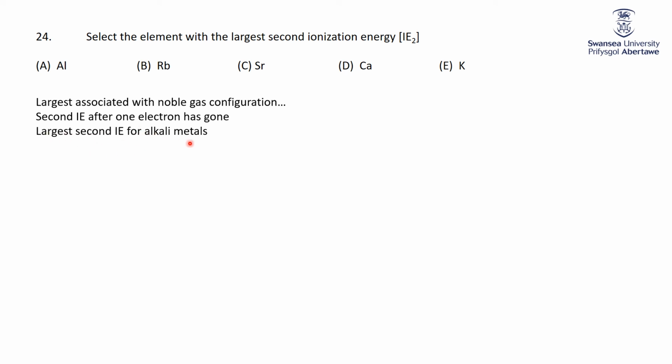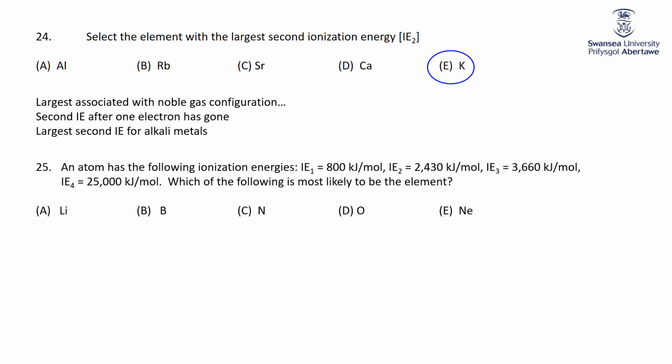So what we're looking for, the alkali metals, we have rubidium, we have potassium, but of course potassium is above rubidium, so therefore it has higher ionization energies generally. So potassium is the answer here.